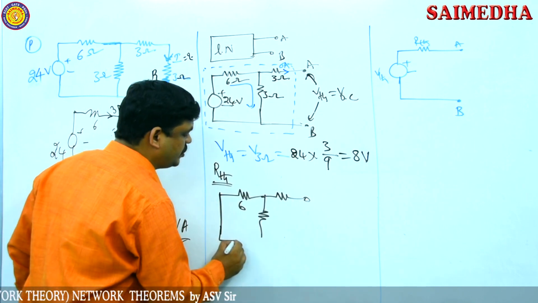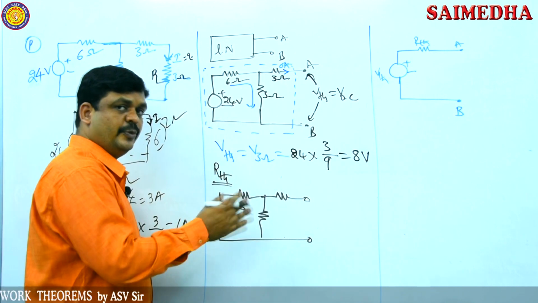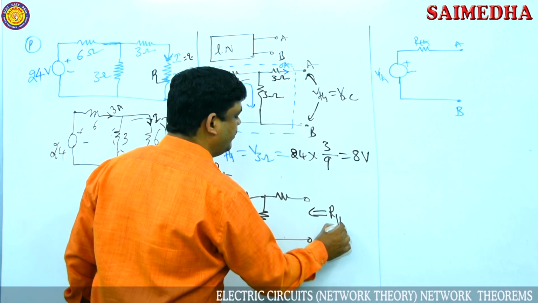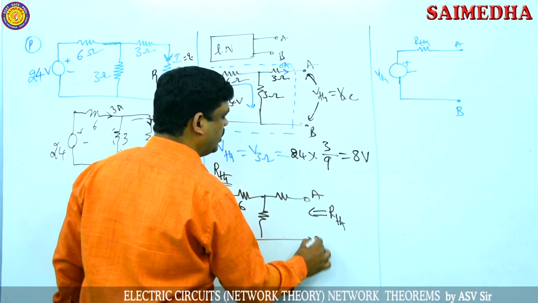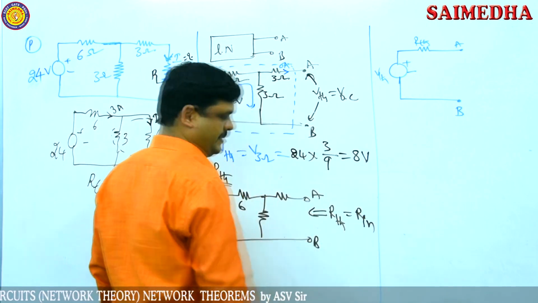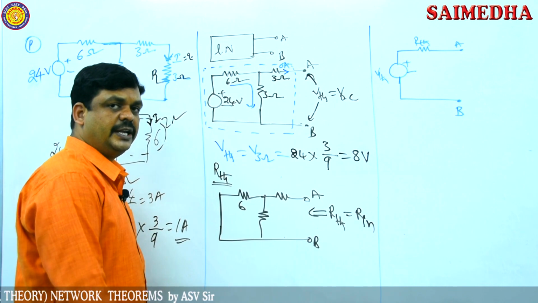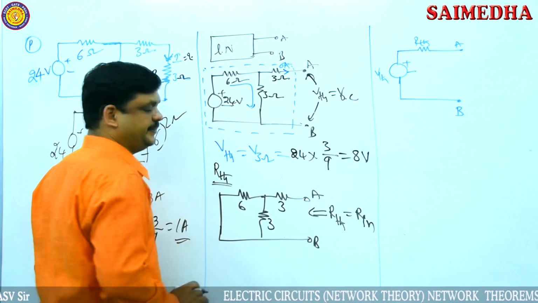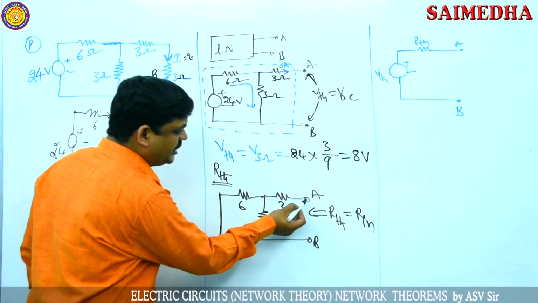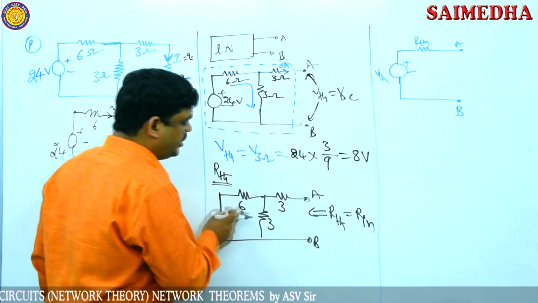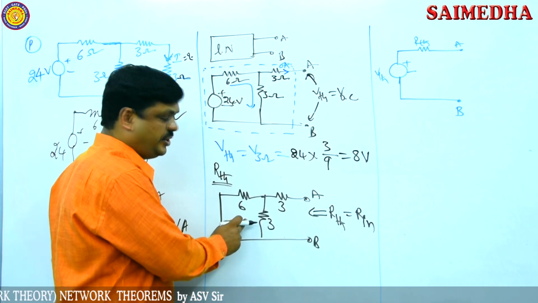So if the network consists only of independent sources, remove all the independent sources and directly find Thevenin's resistance between the open circuit load terminals. It is also called the internal resistance of the circuit. So 6, 3 and 3 are there. Now we want the resistance between these two terminals. To find it, these two are connected in parallel combination.